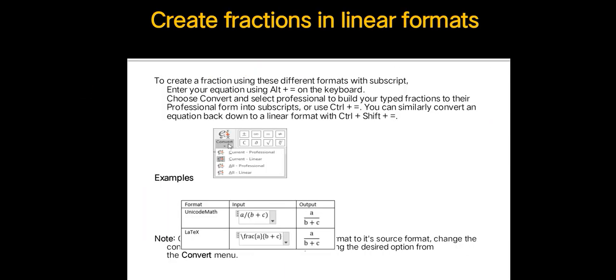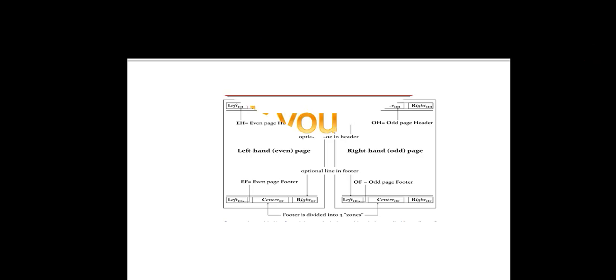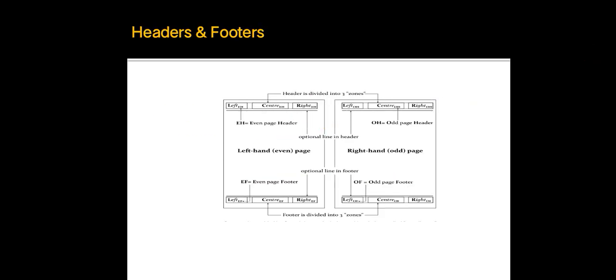Next, create fractions in a linear format. How to create it is like that: Unicode, Math, LaTeX. We also create formulas like that: (a plus b) whole square. Next we move on to the header and footer. In LaTeX, header and footer are like code.